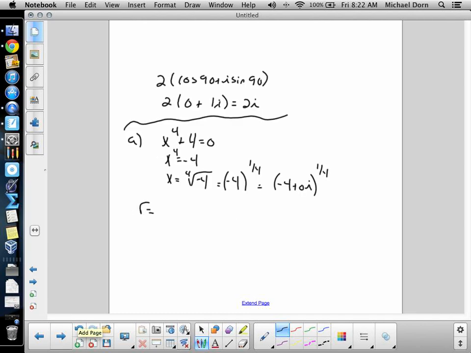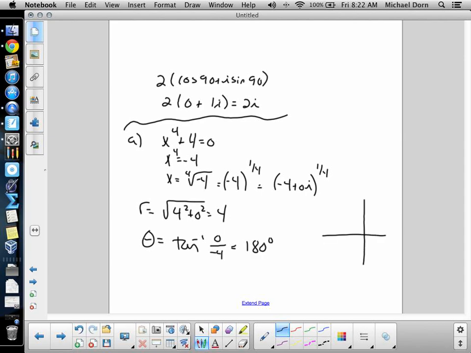So r equals the square root of 4 squared plus 0 squared, which is 4. Theta is the tan inverse of 0 over negative 4, which is 0 or 180, and it's actually 180 degrees in this case, because negative 4 plus 0i is over here at 180. If I graph it, the inverse tangent would give 0 degrees, but we have to add 180 because we're in the wrong quadrant, so theta is 180.